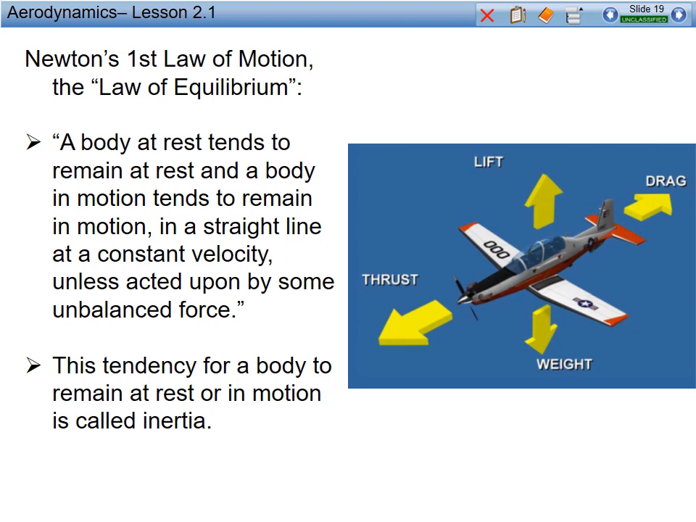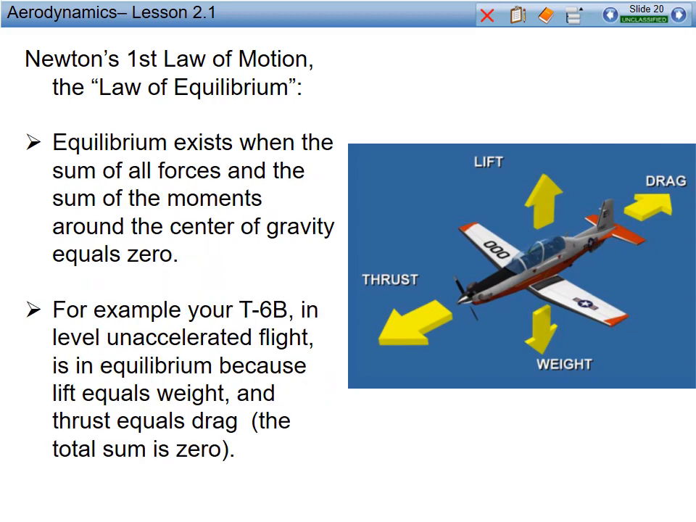The graphic off to the right of the screen has all 4 forces of flight: lift, weight, thrust, and drag. Equilibrium exists when the sum of all forces and the sum of all moments around the center of gravity equals 0, meaning my lift is equal to my weight and my thrust is equal to my drag. For an example of equilibrium flight, you have a T6 in which all 4 of those forces sum to 0.